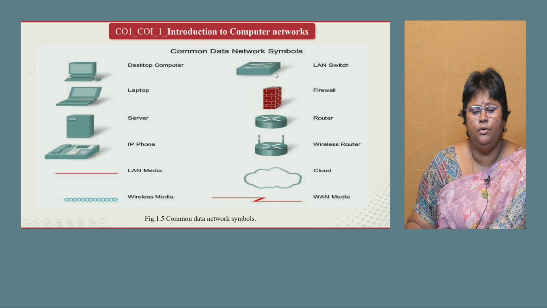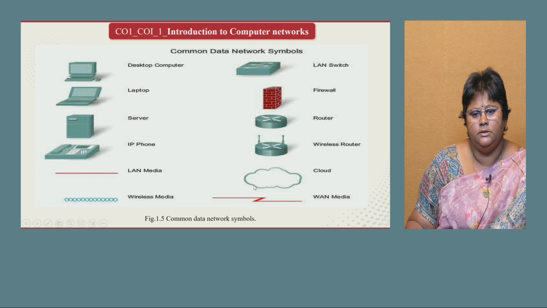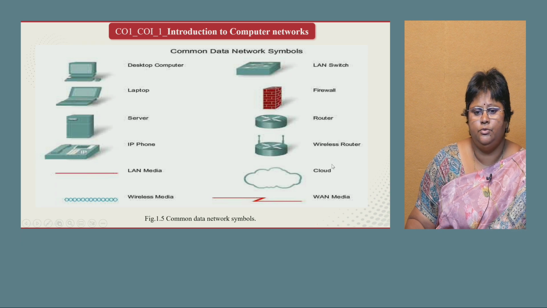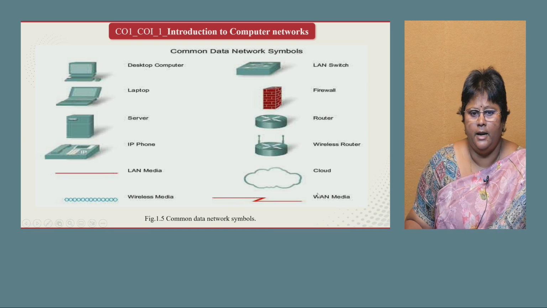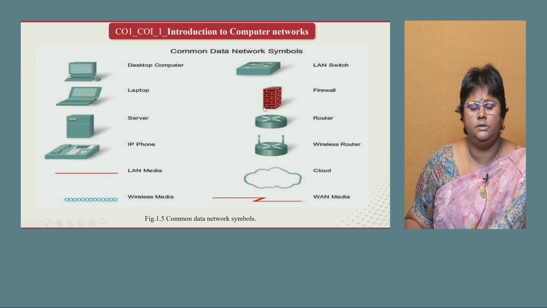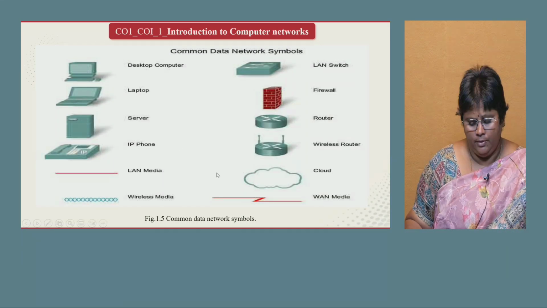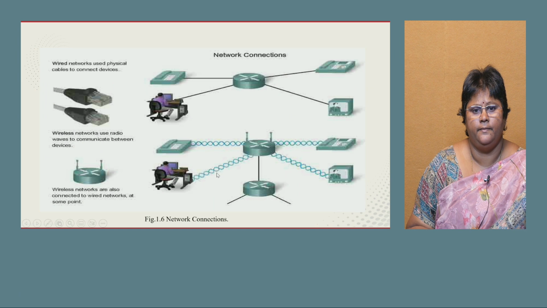And you have a LAN switch, that is a network device which is used to connect a larger number of devices. This is a firewall, this is a router which is useful to communicate between two different networks, and this is also a router, but it is a wireless router which wirelessly connects two different networks. And this is called a cloud, which today we are using for cloud computing. And then there is a WAN media. These are the different symbols which we use while going through this concept of network protocols and security.